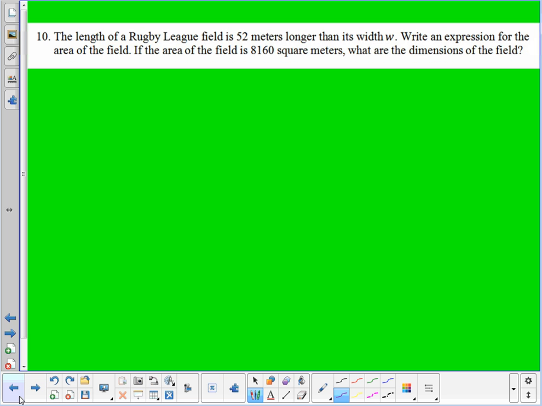All right, let's take a look at number 10. So in number 10, it says the length of a rugby league field is 52 meters longer than its width. Write an expression for the area of the field. If the area of the field is 8,160 square meters, what are the dimensions of the field? Holy cow. Okay, so we're looking at a rugby field.